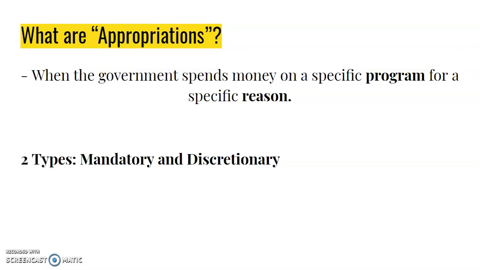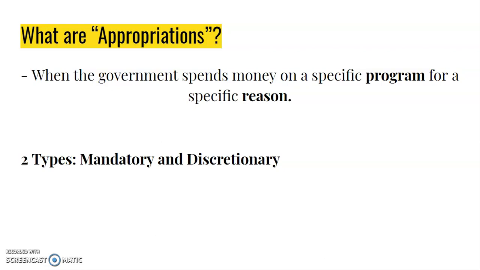So we know that the government is here to help solve problems that exist within our country. One of the ways that the government solves those problems is by creating programs designed to specifically tackle a certain issue. And the government decides on where to spend money on each of those programs, right? Just dependent on a specific reason that they have behind that. We'll get more into the specifics of that later.